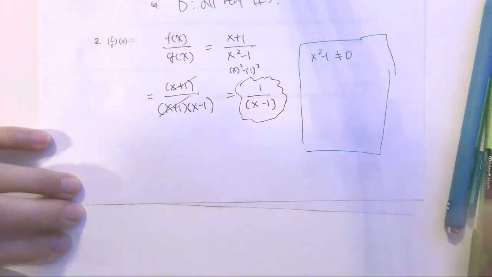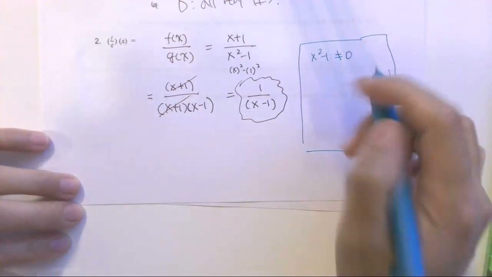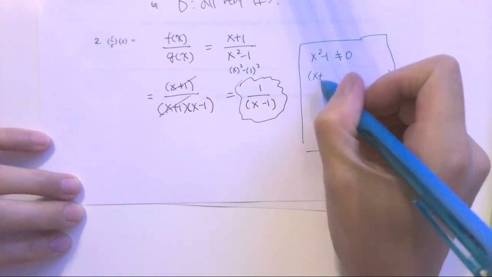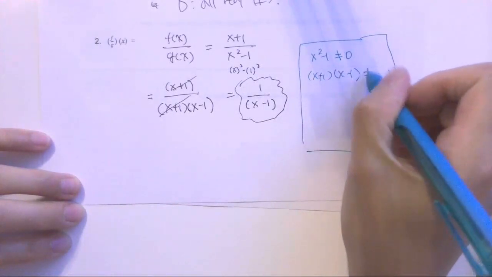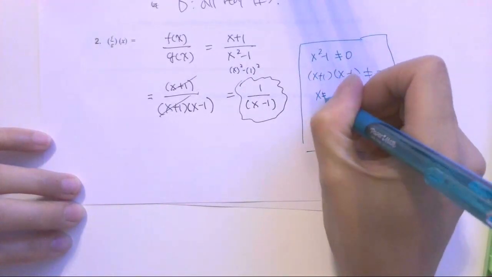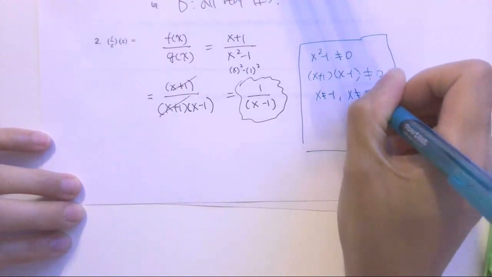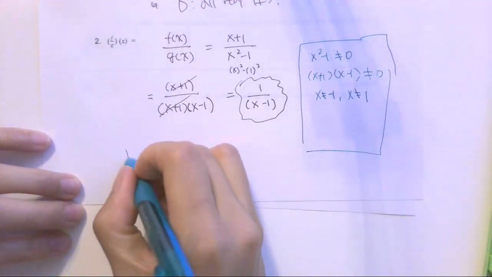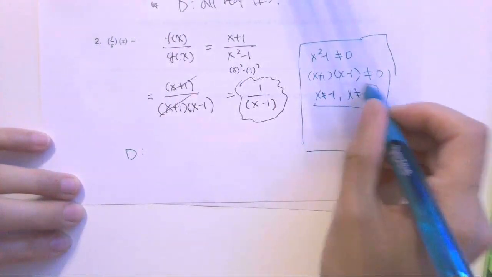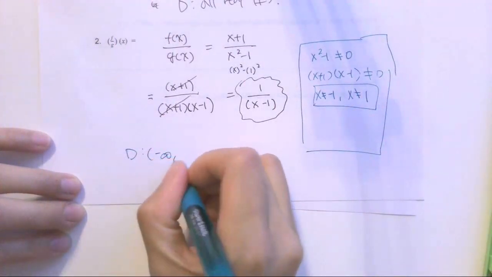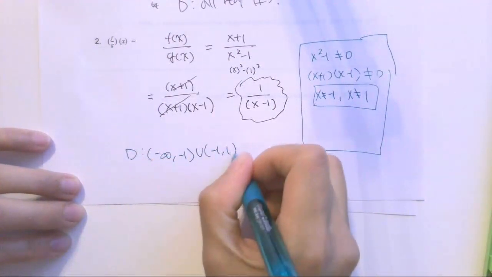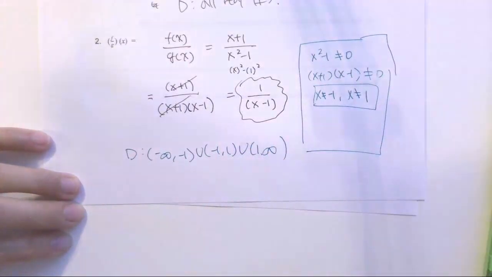Now, let's not forget about this. x squared minus 1 should not be equal to 0. In other words, x plus 1 times x minus 1 should not be equal to 0. x should not be equal to negative 1. x should not be equal to 1. Therefore, how do I find my domain? I'm going to write this in interval notation. Negative infinity to negative 1, union negative 1 to 1, union 1 to positive infinity.